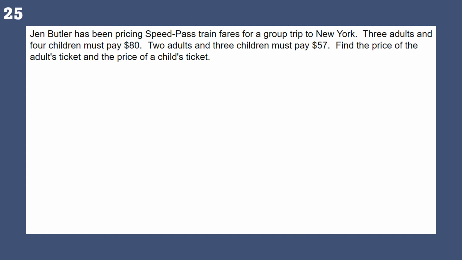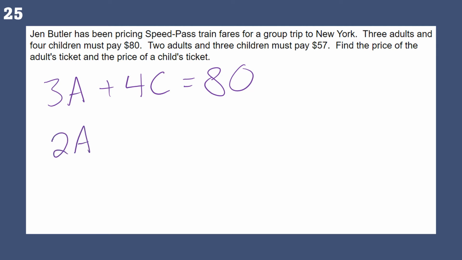Jen Butler has been pricing speed pass train fares for a group trip to New York. The 3 adults and 4 children must pay $80. So 3 adults plus 4 children must pay $80. If they only take a second group, and the second group only has 2 adults and 3 children, they save some money because there are fewer people. It's $57. Our goal is to find the price of the ticket. Okay, so there's a different price for the adults and for the child ticket. So what we're going to do is set up our system of equations.